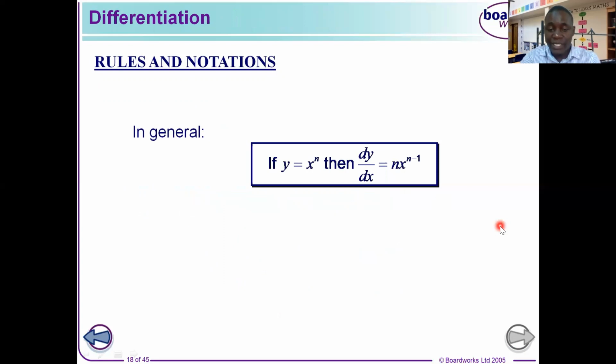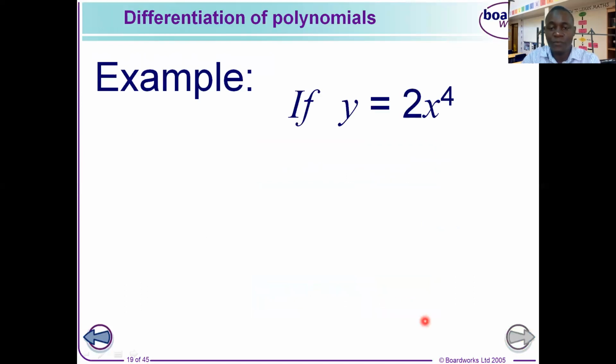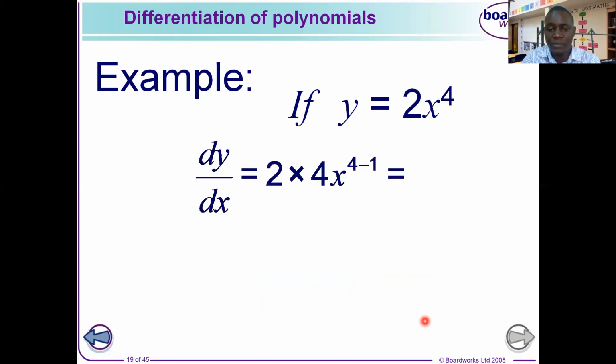Recalling our rules again, we're going to take another set of examples that will make use of this other one, whereby we have a constant with the x term. Remember, we are working on differentiation of polynomials. So we have an example. If y equals 2x raised to the power 4, and we are asked to find dy dx, what would that be? Our dy dx would be 4 times 2x raised to the power 4 minus 1. And finally, that will give us 8x raised to the power 3.